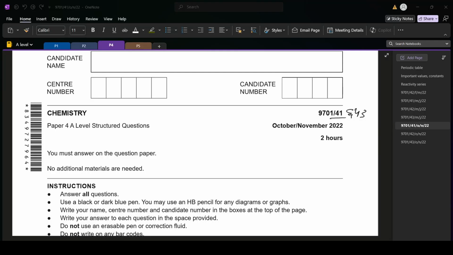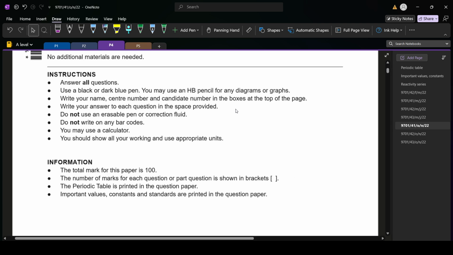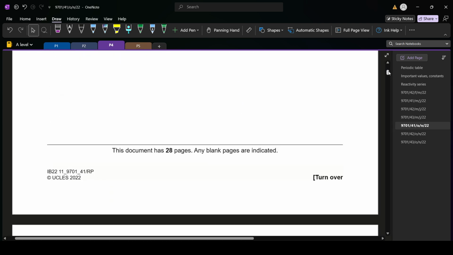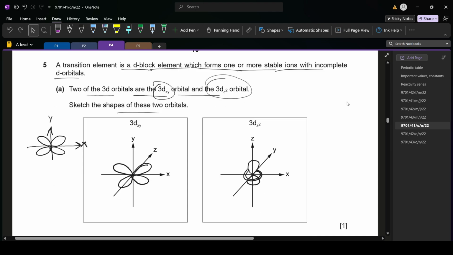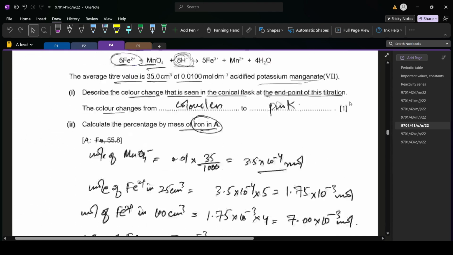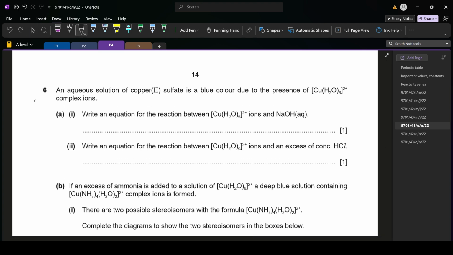Today we will be solving the remaining paper of the October-November 2022, Paper 41 and 43, 9701. Last time we did 5 questions. Today we will start with question number 6. So let's begin. Question number 6.